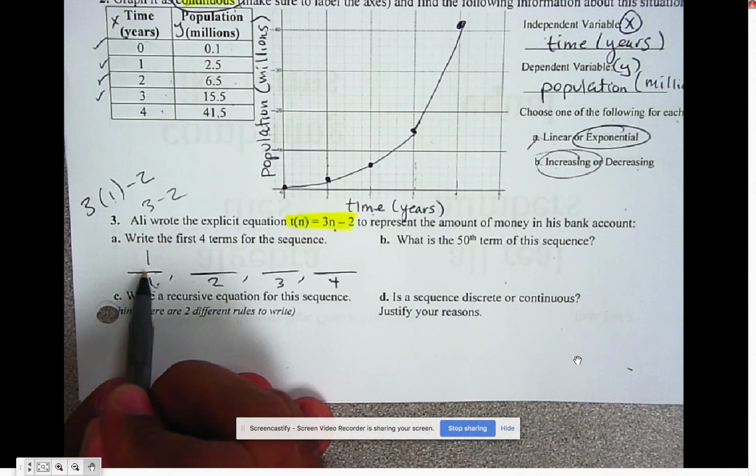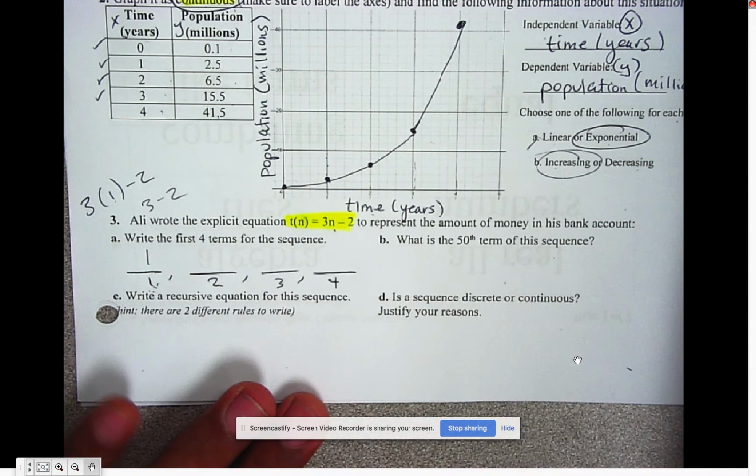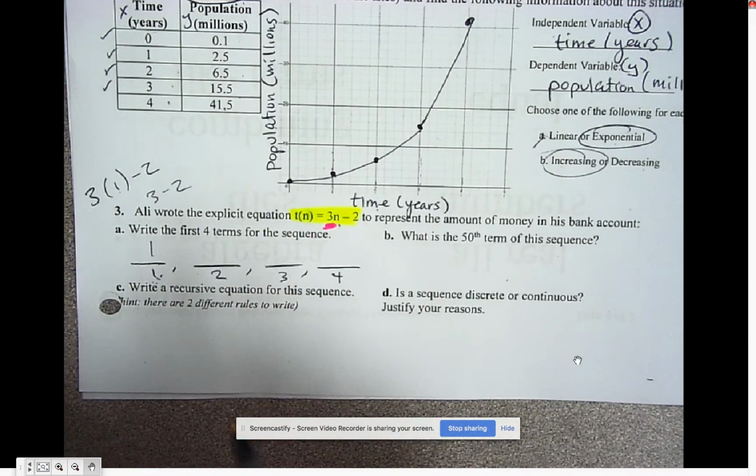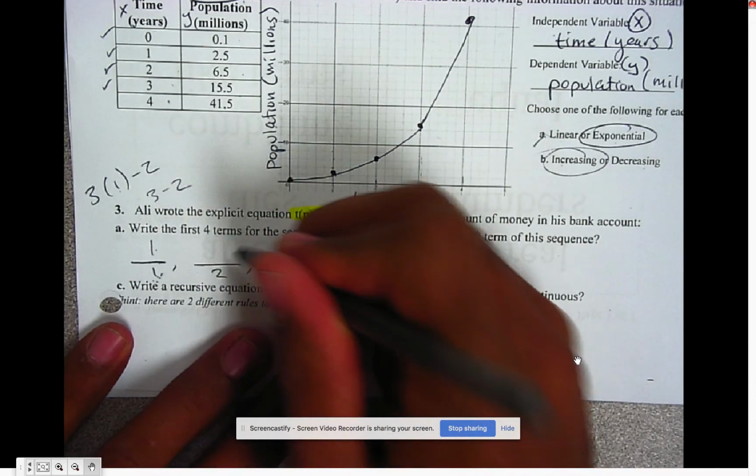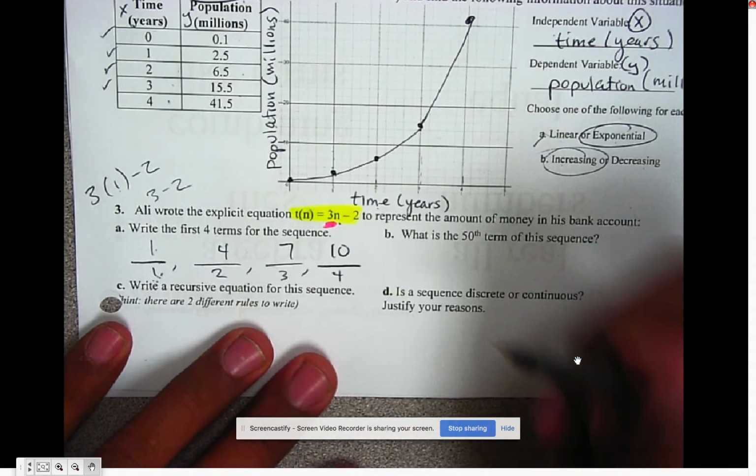Now, that's all I need is the first term, because I know that the common difference between each number is going to be 3. So all I have to do is just add 3 each time. So plus 3, plus 3, plus 3. So there's the 4 terms.